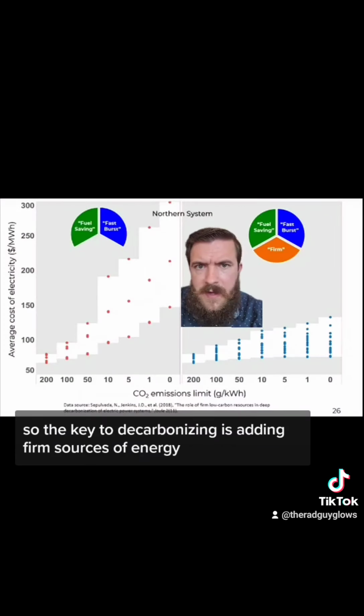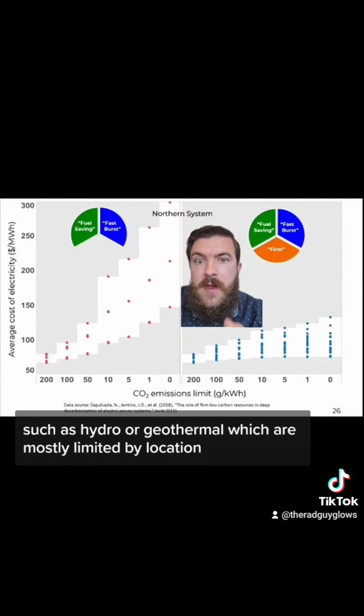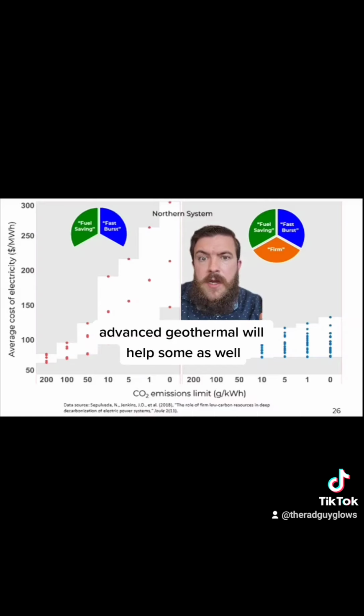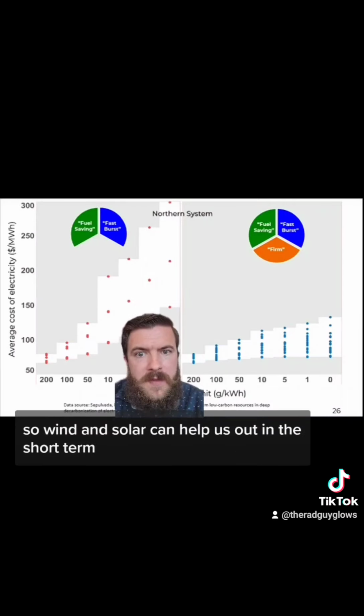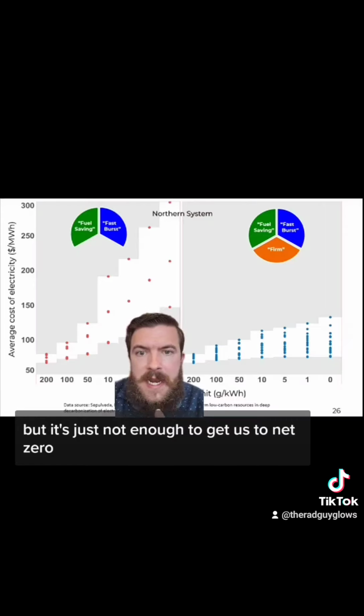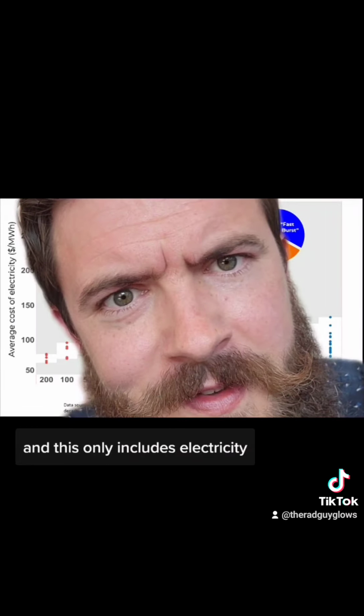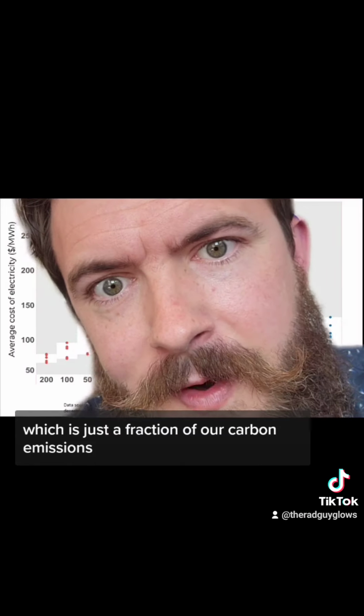So the key to decarbonizing is adding firm sources of energy, such as hydro or geothermal, which are mostly limited by location, or nuclear power. Take that piece away and you have a dramatic increase in grid costs. So wind and solar can help us out in the short term, but it's just not enough to get us to net zero. And this only includes electricity, which is just a fraction of our carbon emissions.